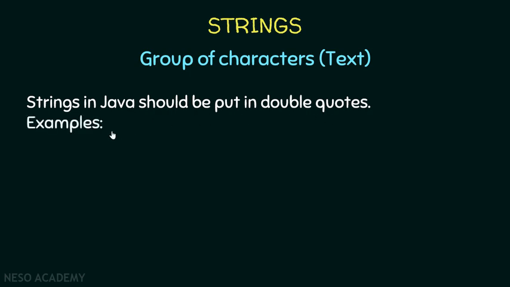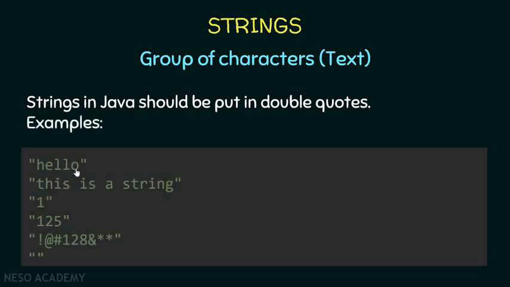So let me give you some examples. Here is a list of strings. Over here we have this word, hello, and it is put inside double quotes. So it is a string, okay? Another example, this sentence over here. It is a group of characters put between double quotes. So it is also a string.